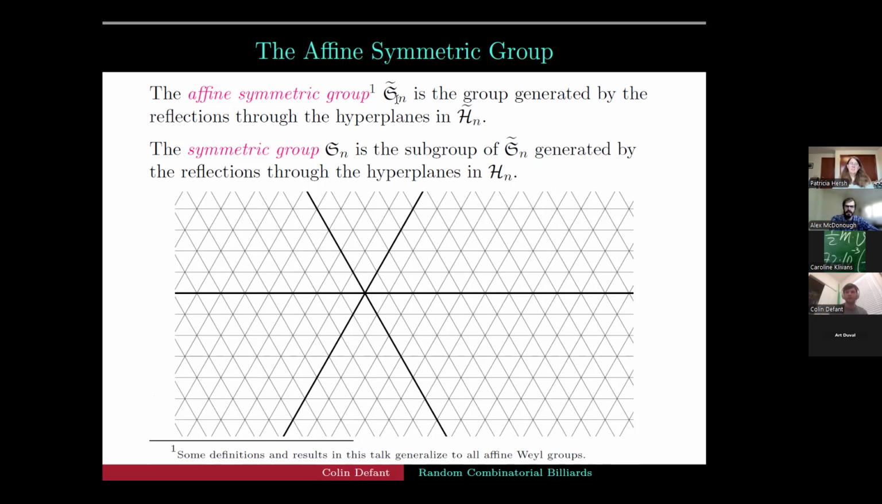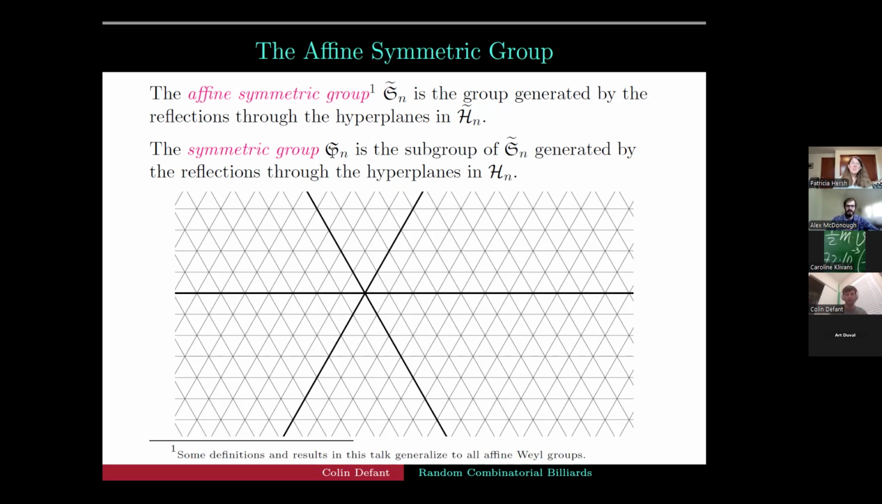And I should say this is an example of something called an affine Weyl group. So some of the theorems and some of the definitions that I'll state in this talk do generalize to other affine Weyl groups, but just for the sake of making things very explicit and concrete in this talk, I'm only going to focus on the affine symmetric group.